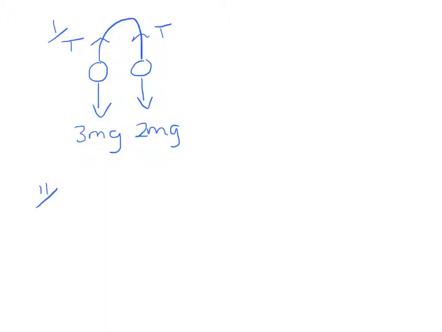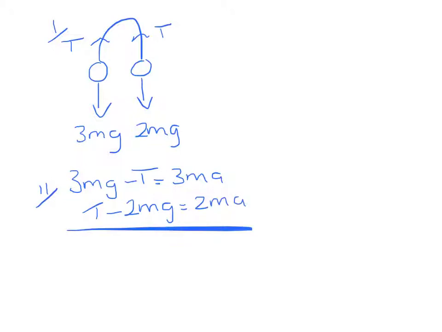If we then apply Newton's second law to each particle, the 3m particle will be moving down, so 3mg minus T equals 3ma. The 2m particle will be moving up, so T minus 2mg will equal 2ma. If I add together those two equations, I get that mg equals 5ma. The m's cancel, and rearranging gives me that a is g over 5. This is an algebraic question, so we need to leave g in our solution.